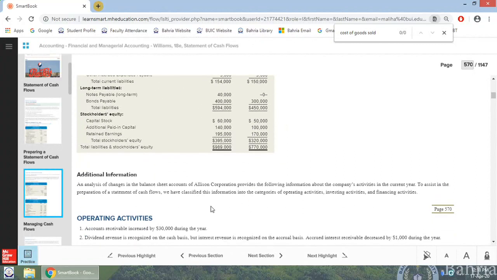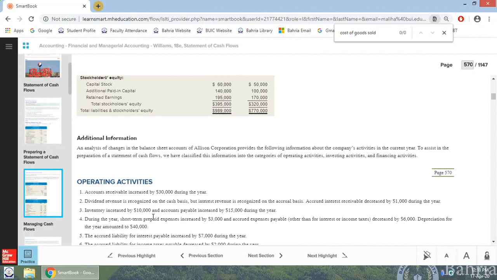So that means that now this is a 30,000 increase. Similarly, we have dividend revenue, which is recognized on the cash basis. Notice that they're using the words dividend revenue and not dividend paid. So in the exam, it's very crucial that you differentiate the two. But interest revenue is recognized on the accrual basis. It could be interest revenue recognized if it is a payable or a receivable.